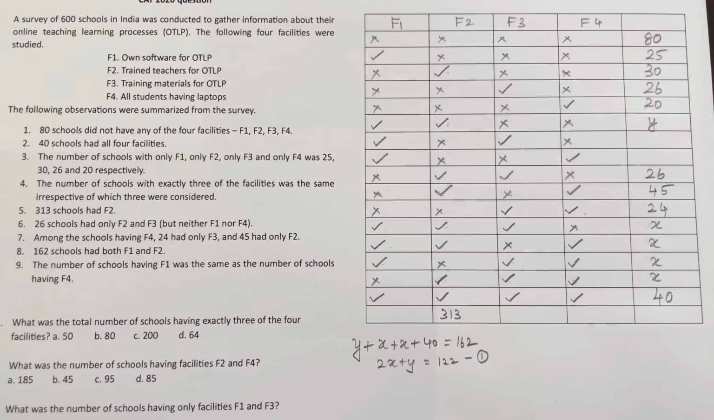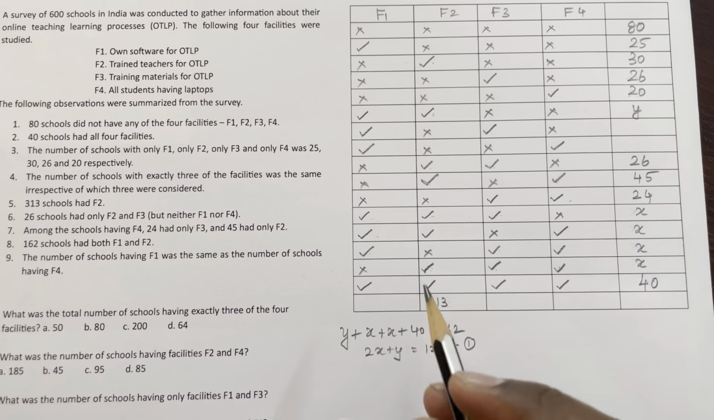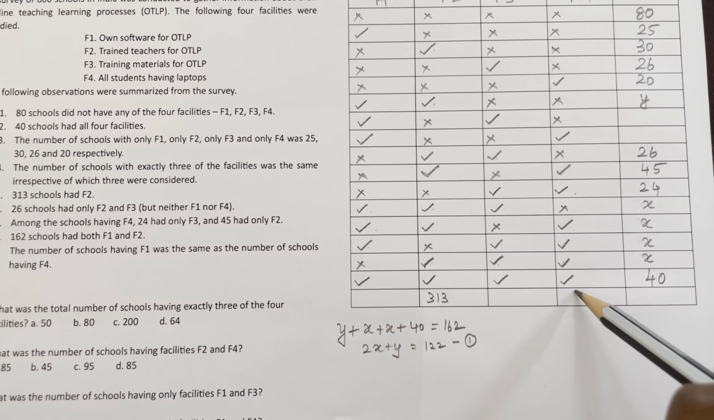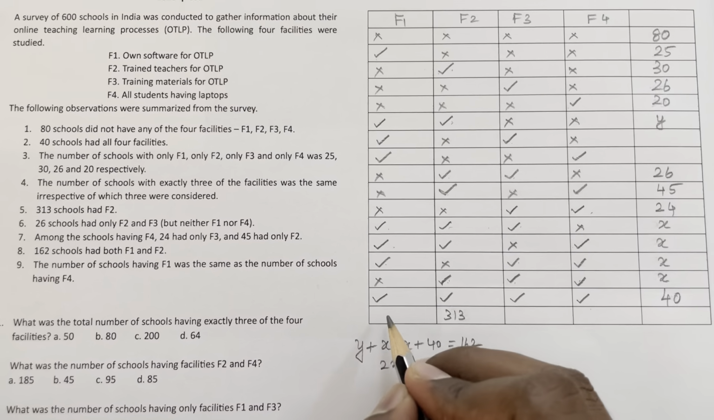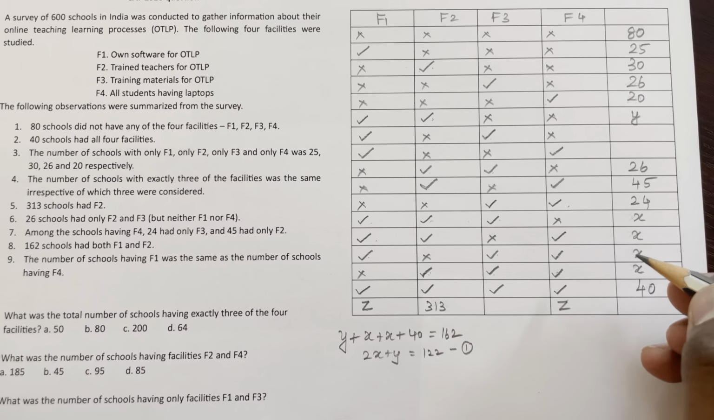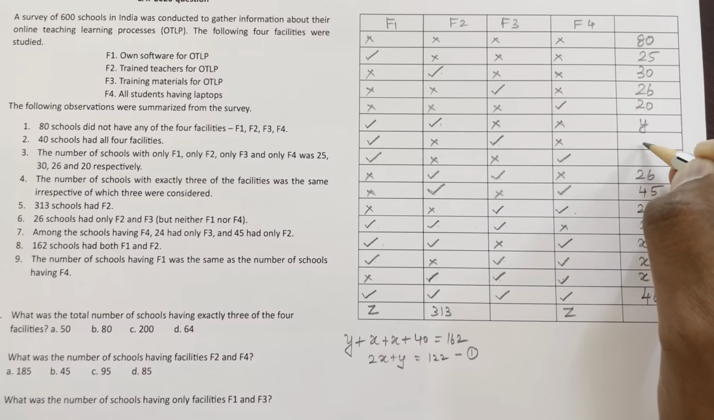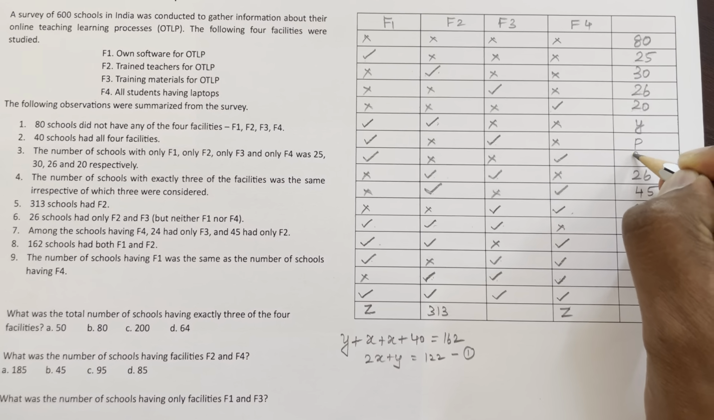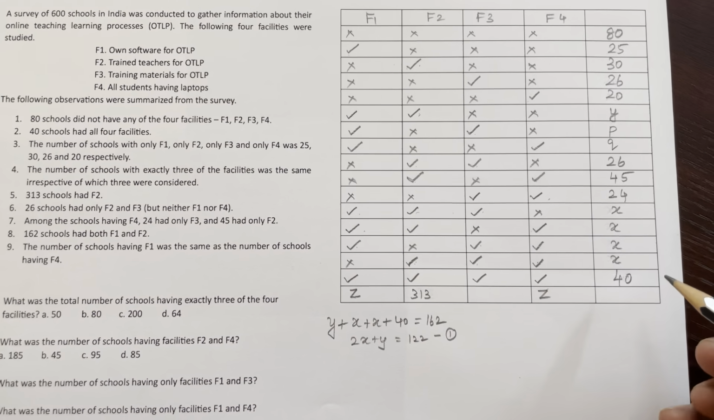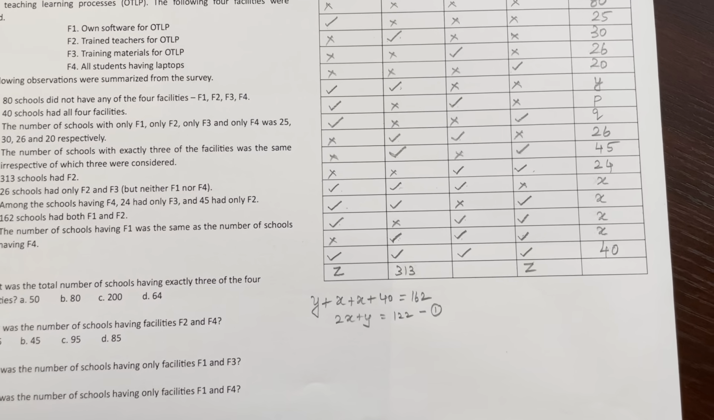The last information is the number of schools having F1 was the same as the number of schools having F4. This is like all the combinations where F1 is there and all the combinations where F4 is there, they are saying it is the same. Let us assume this is Z and this will also be Z. So with this information provided, we'll have to find out the missing information, like these two rows. Let's say this is P and Q. We have to find out X, Y, P, Q in order to solve the questions given based on the information.